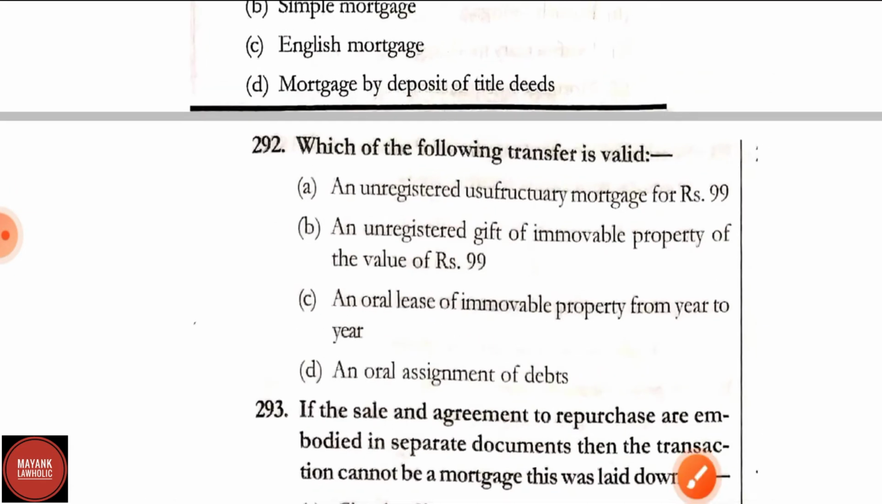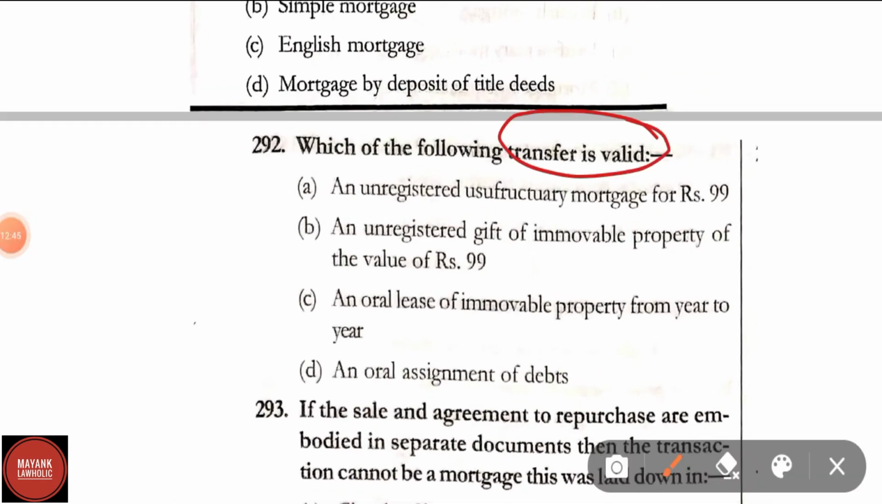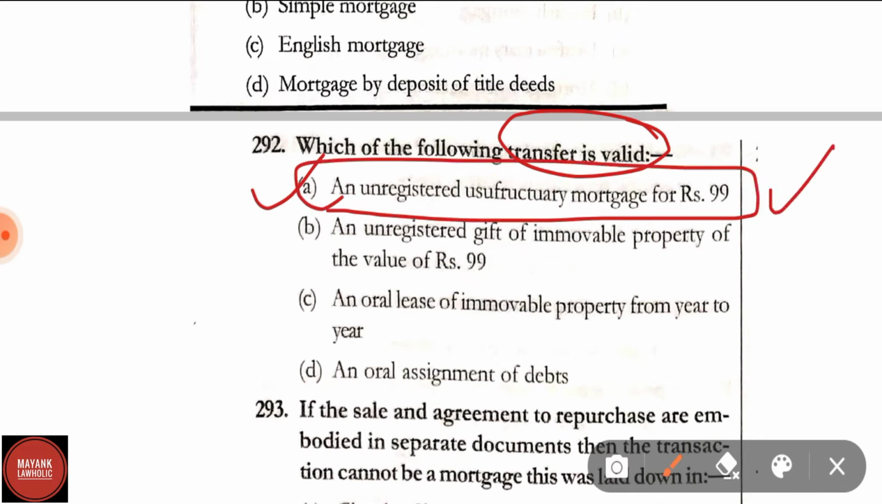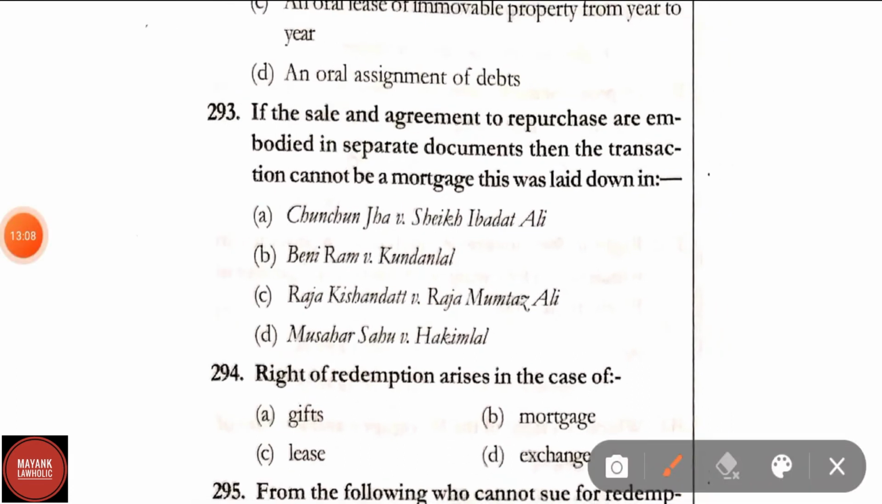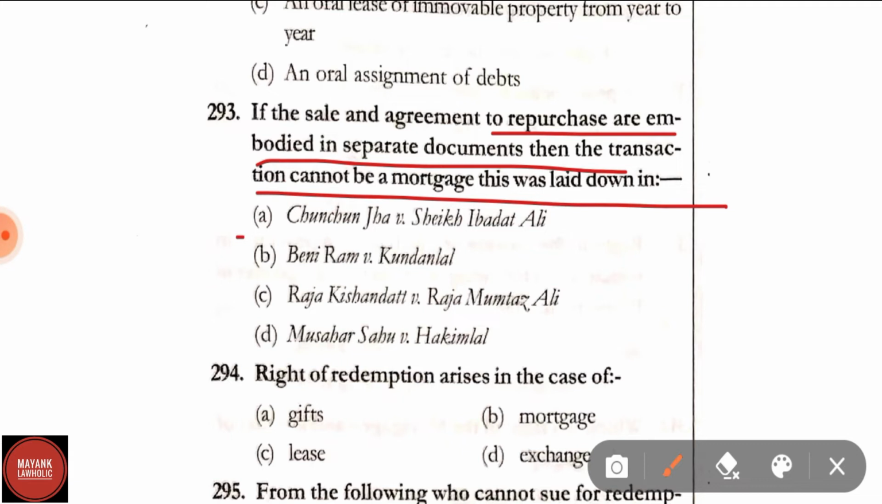Question number 292. Which of the following transfers is valid? An unregistered usufructuary mortgage for rupees 99, an unregistered gift of immovable property of the value of rupees 99, an oral lease of immovable property from year to year, and oral assignment of debt. Here correct answer is option A, an unregistered usufructuary mortgage of rupees 99. This transfer is valid. Question number 293. If the sale and agreement to repurchase are embodied in separate documents, then the transaction cannot be a mortgage. This was laid down in, correct answer is C, Sheikh Ibadat Ali.